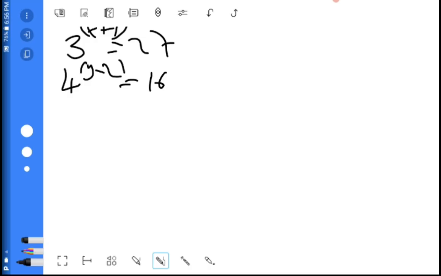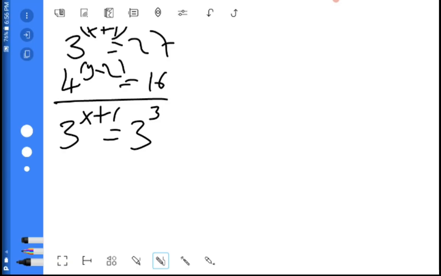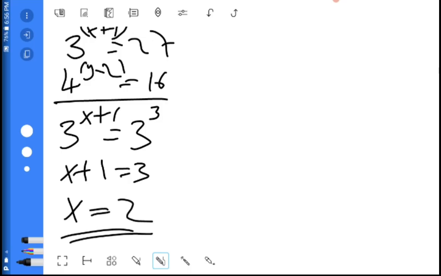We have that 3 raised to the power of x plus 1 is equal to 27. So we can rewrite it as 3 raised to the power of x plus 1 equal to 3 raised to the power 3, because 27 is 3 raised to the power 3. What does that mean? It means x plus 1 is equal to 3. I've explained that when the bases are the same, the powers will be the same in such an equation. So what does it mean? x is equal to 3 minus 1, which is 2.